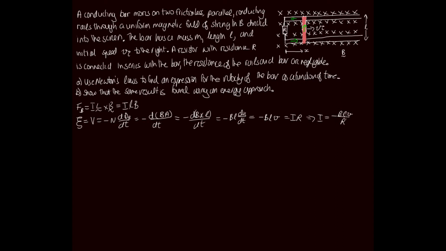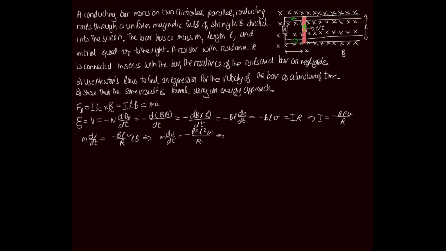So what we can do now is put this expression back into here, and we know that the only force acting upon it is the magnetic force. I mean, the gravitational force will be balanced by the normal force from the rails. So we can say this is equal to ma. So we've got m, and let's put a as dv/dt, is equal to I, which is minus BLv over R, times LB. So rearranging this, we've got m times dv/dt is equal to minus B squared L squared v divided by R.